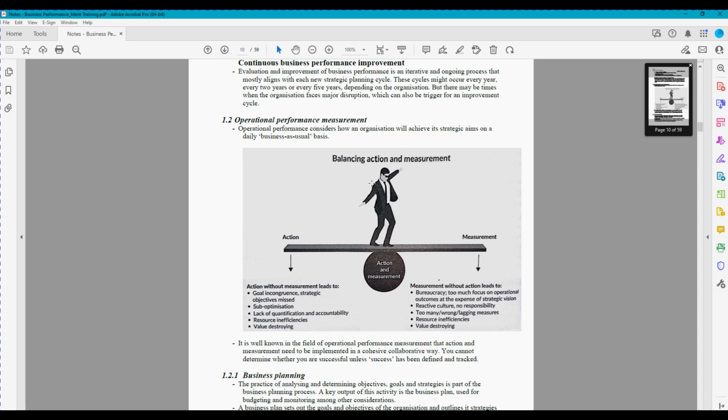It can also be inefficient if you've got too many lagging measures, like in the past, versus leading. And this, of course, can also lead to resource inefficiencies and value destroying, similar to all action. So it's all about a balance between the two, action and measurement.